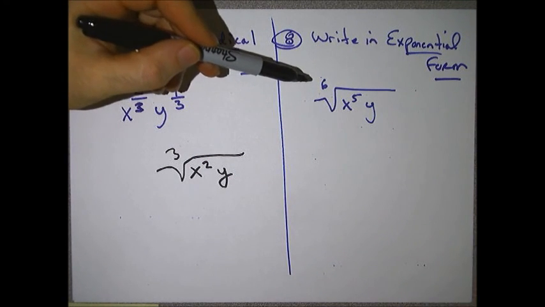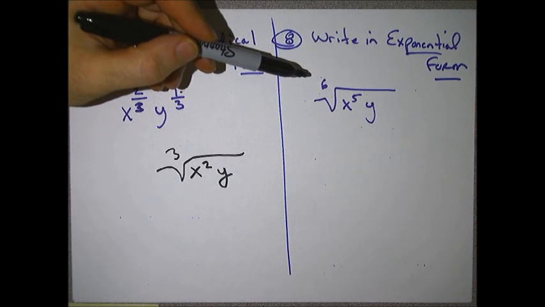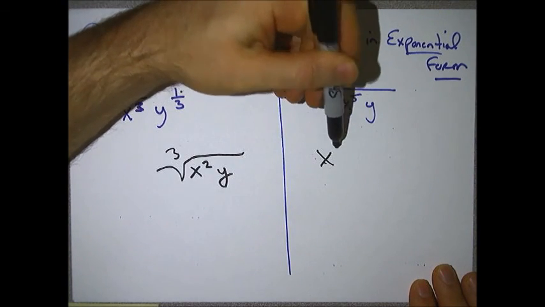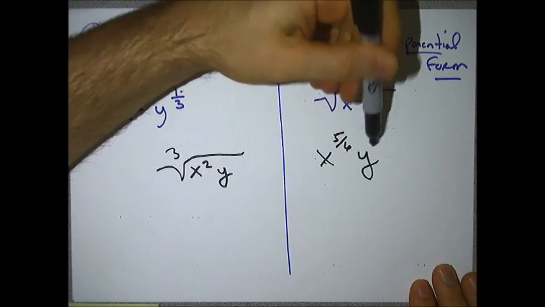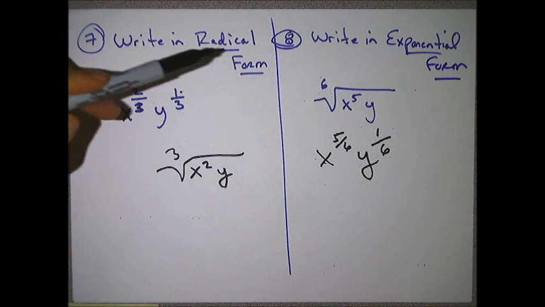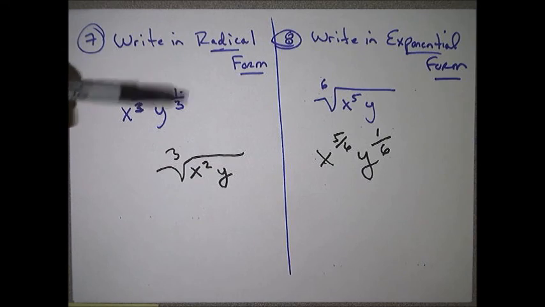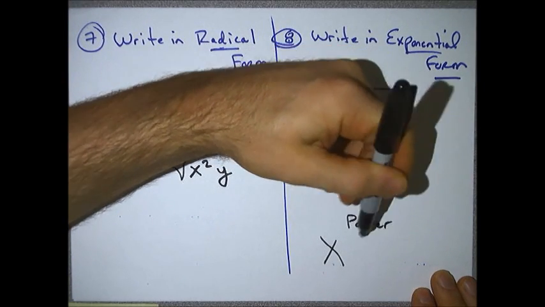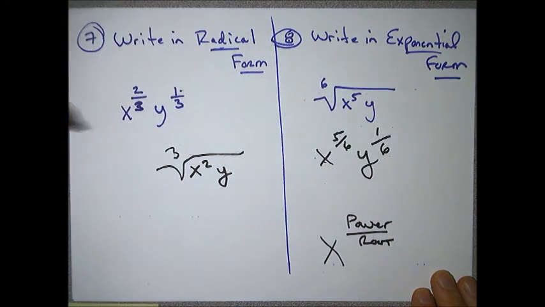So in your head, the fraction, the bottom part of it should be a 6, and the top part of your fractions are going to be the powers. So this is x to the 5 over 6, y to the 1 over 6. So radical to exponential or exponential to radical, you can go forwards and you can go backwards. The important part is that you know it's x being raised to the power over root.